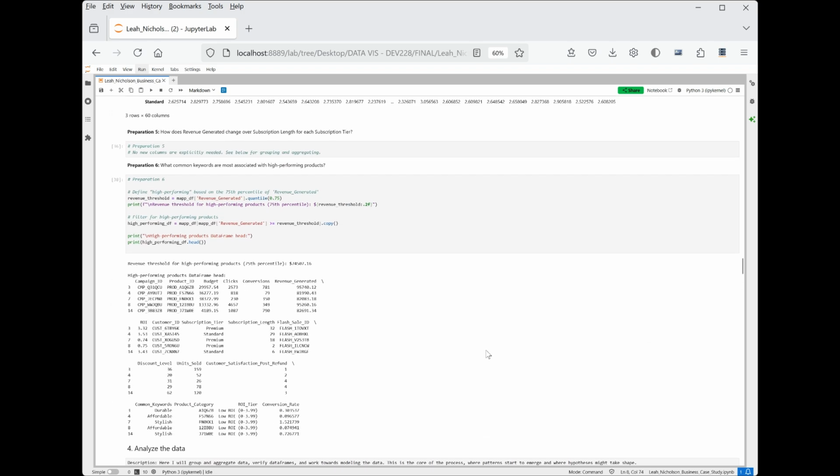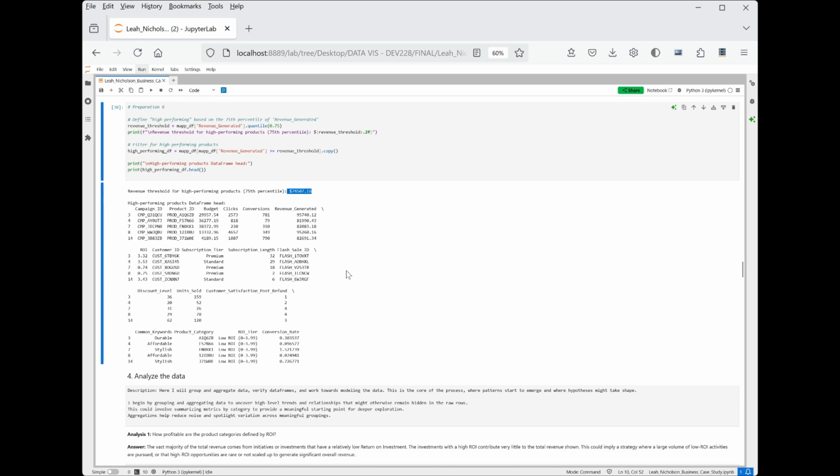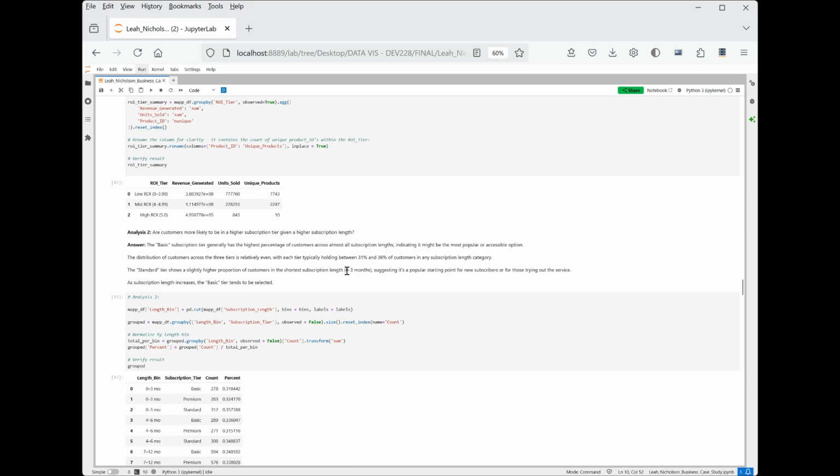So to prepare that, I ended up defining some high-performing products based on the 75th percentile of revenue generated. My question had been, what common keywords are most associated with those high-performing products? So this portion here really helps to actually define that percentile. And then I filtered for the highest performing products, and then took a preliminary look at what that was. Here was the 75th percentile, so about $74,500. And then we can scroll down to the analysis for that.